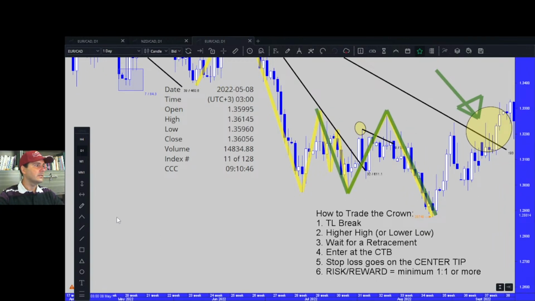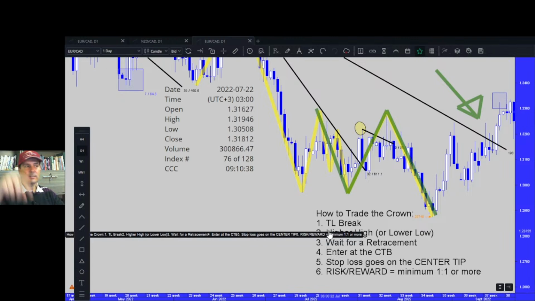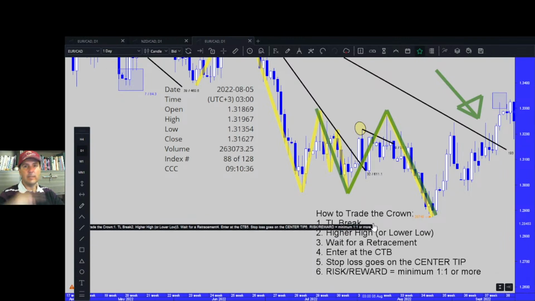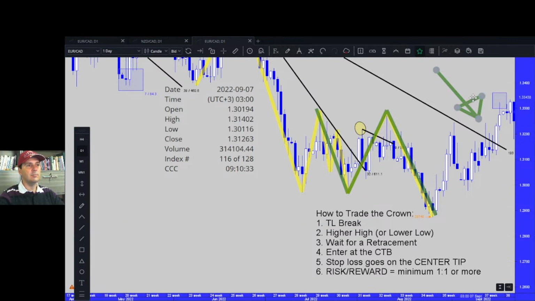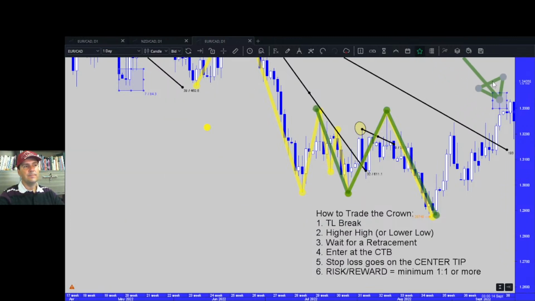Right now, circle out, rectangle. Can I check number 2? Number 1, trend line break, check. Number 2, higher high. Did the market make a higher high? Center candle with 2 candles on the left, 2 candles on the right with lower high values. Everybody, check number 2. Number 3, wait for a retracement and enter the counter trend line break.